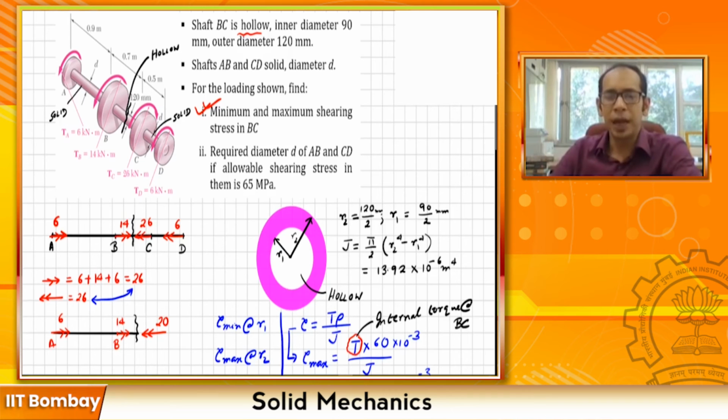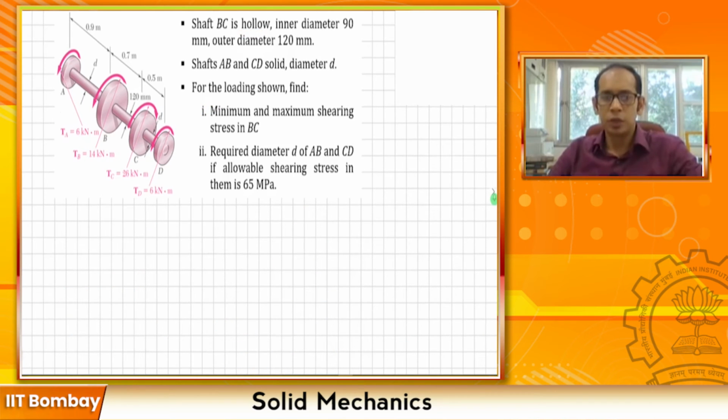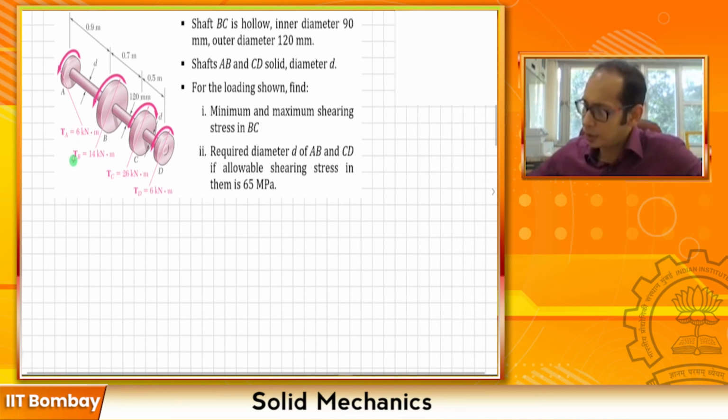Now let's go ahead and do part 2 of the problem. We are going to start on a clean page for the second part. I have the same system, and the second part now asks: what is the required diameter D of AB and CD if the allowable shearing stress is 65 MPa? So it is giving you the tau allowable and asking you to find the diameter D. Now first of all, are they going to be the same? I don't know, maybe if they're subject to the same amount of torque, they will be.